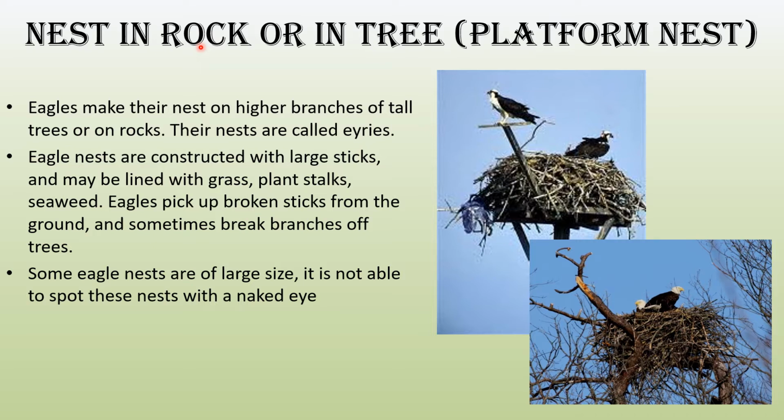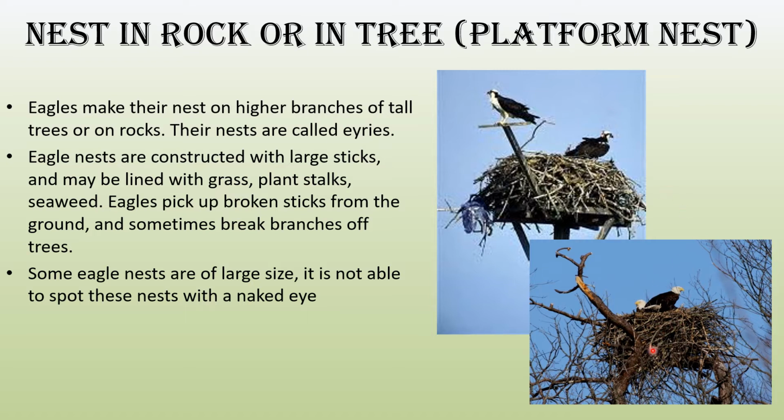This type of nest is built by eagle, vulture and hawk. They are carnivorous birds. This type of nest is large and flat, and it is built on higher branches of tall trees or on rocks. This type of nest we call a platform nest, or eyrie. Eagle's nest we call an eyrie.